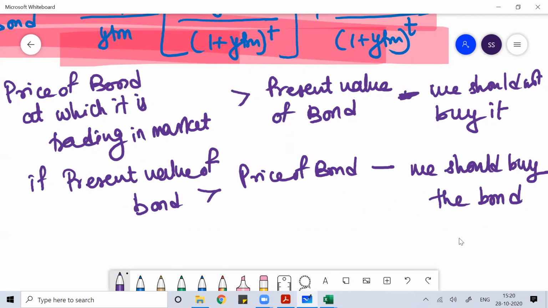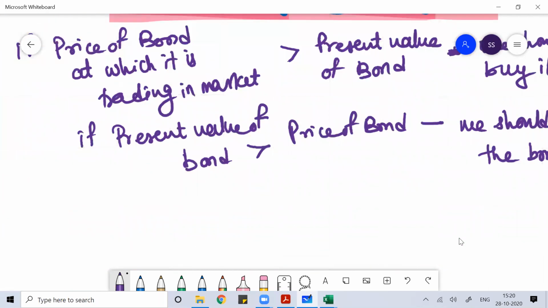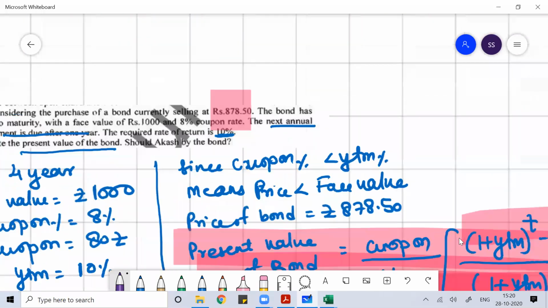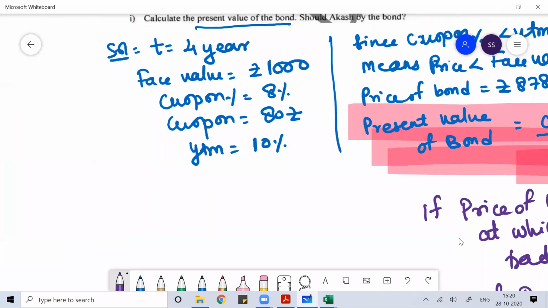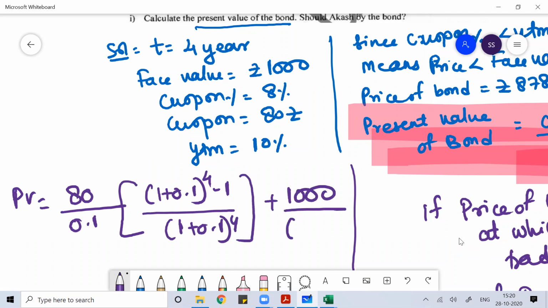Okay, so I hope you can understand the scenario. Now I'll calculate the present value of the bond, with the situation given. The present value of the bond is the 80 coupon divided by YTM, which is 10%, into 1 plus 10% to the power 4 minus 1, divided by 1 plus 10% to the power 4, plus 1000 divided by 1 plus 10% to the power 4.